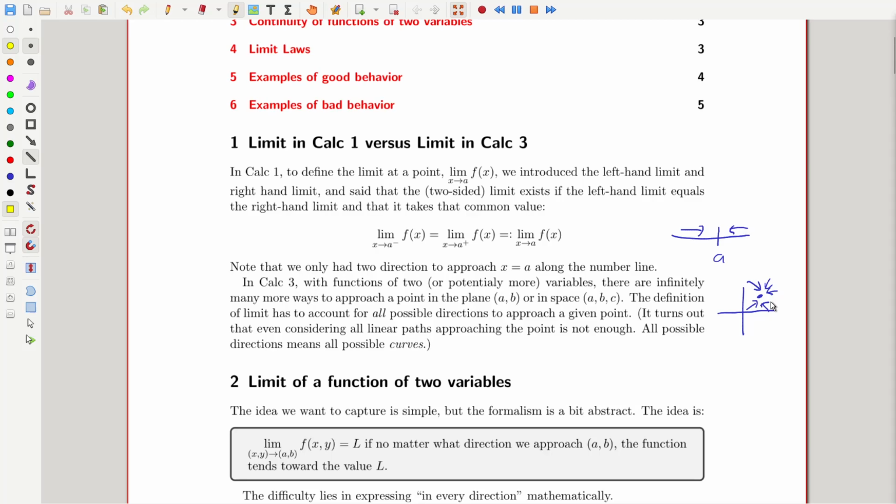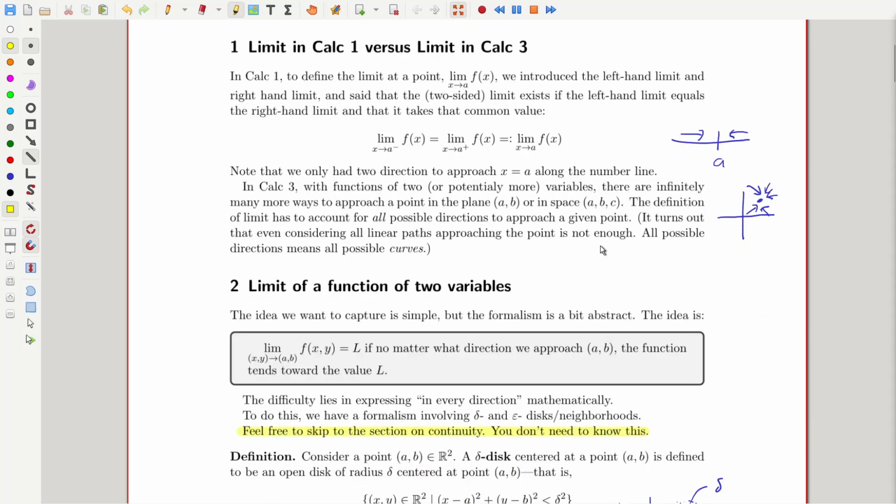And so the definition for limit is going to generalize the idea of approaching that point in whichever direction, and no matter which direction, if the function gives you the same value, then that common value is defined to be the limit. Right? The limit should be independent of what direction you approach the function in. So no matter which direction, it should be the same value.